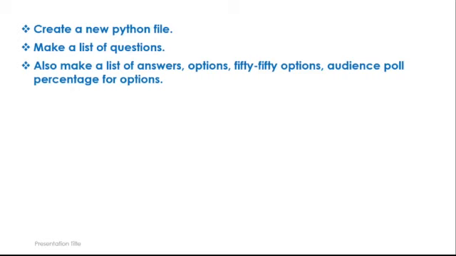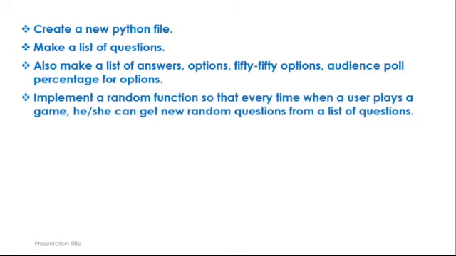Before going into the program, first of all you have to create a new Python file, then make a list of questions, then also make a list of answer options and the options for the audience as well as the participants. Then we can implement a random function so that every time a user plays the game, he or she gets a new random question from the list of questions.